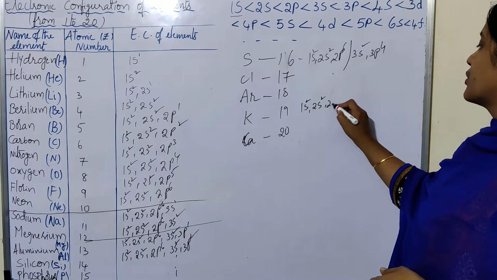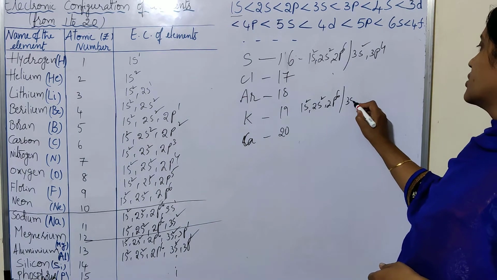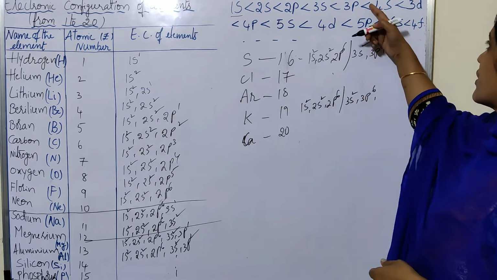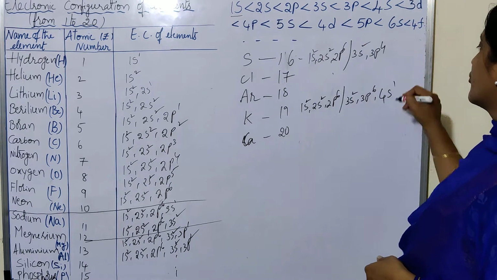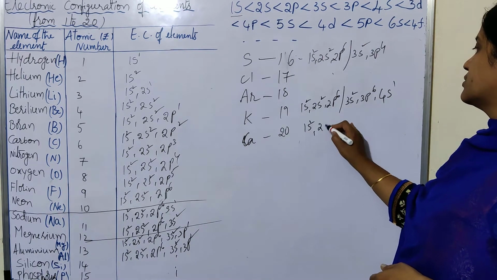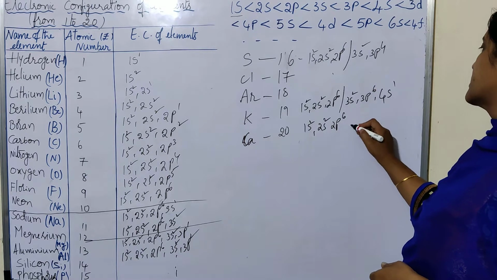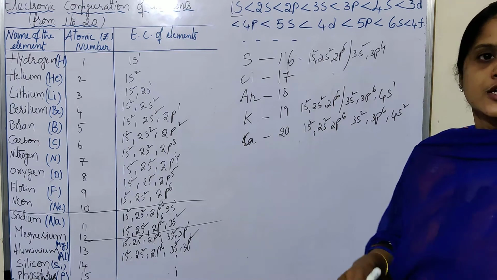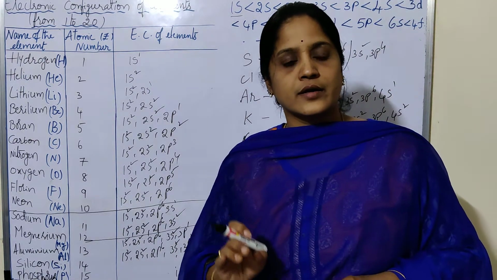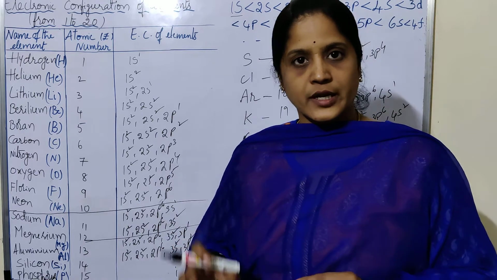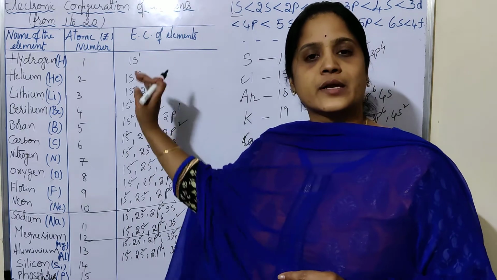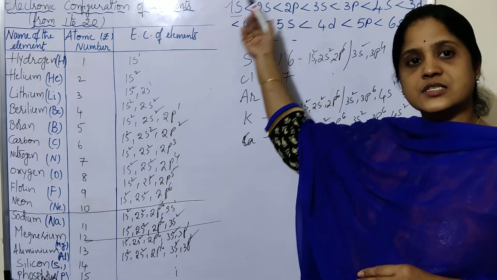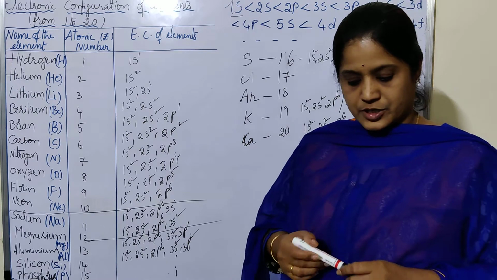1s2, 2s2, 2p6, 10 over, 3s2, 3p6, 18 over. Then 19: after 3p, which orbital do we have to fill? 4s1. Then here also 2p6, 3s2, 3p6, 4s2. So this is very important. You have to learn by heart the elements from 1 to 20, their atomic numbers, and how to write the electronic configuration. Just learn this Moeller chart by heart. By seeing this you can easily write the electronic configuration.